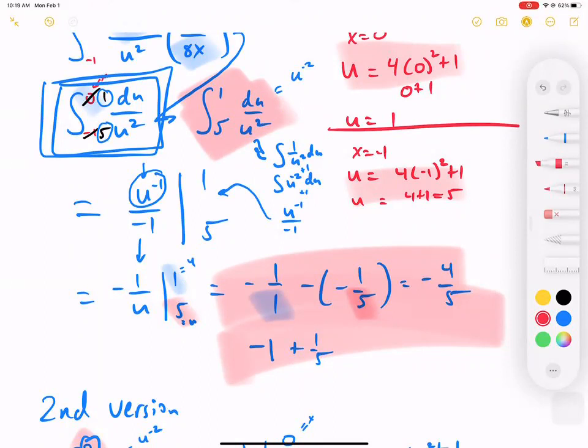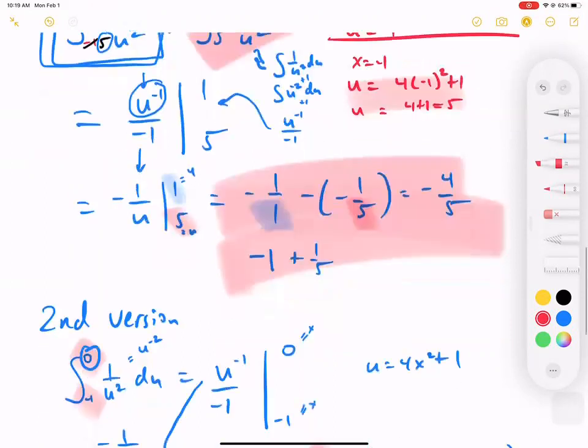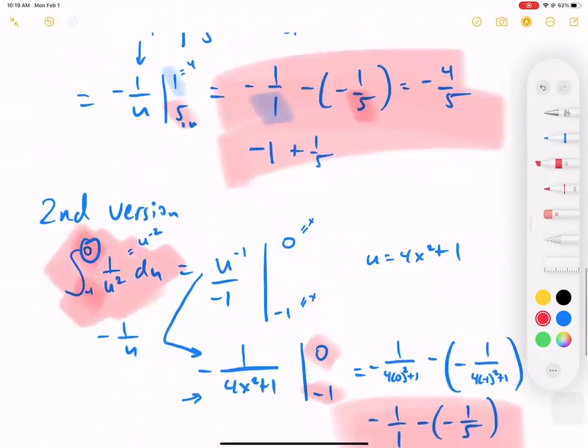Okay, just to make sure you know how to do that, because they will ask you this sometimes on the AP exam, and they'll trick you. They will write the u version as this version, which is not right, because the 0 and negative 1 are x values, not u values, and that's how they're going to screw you over.